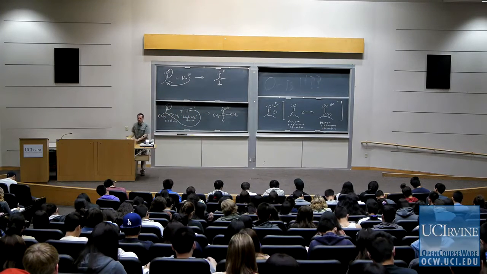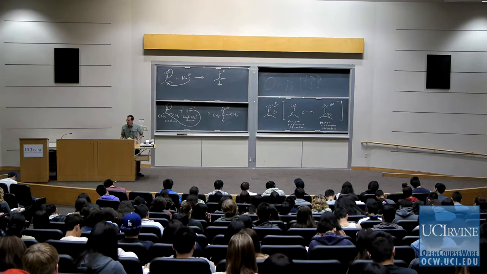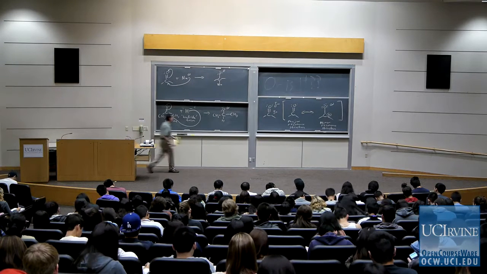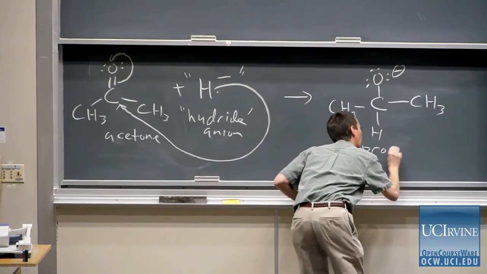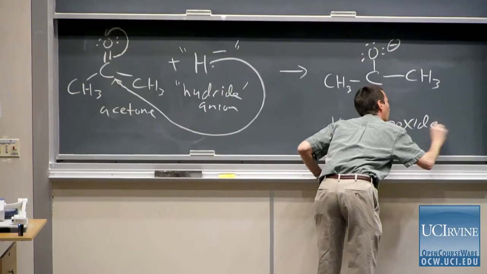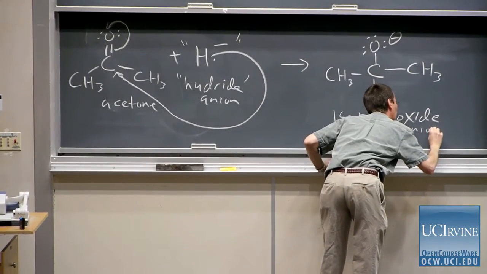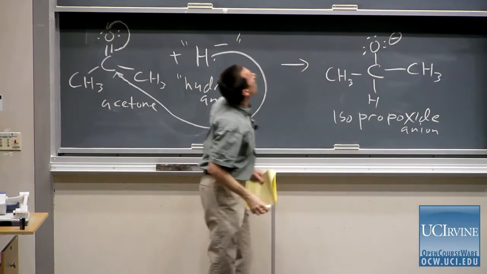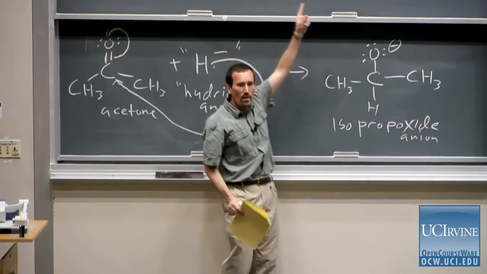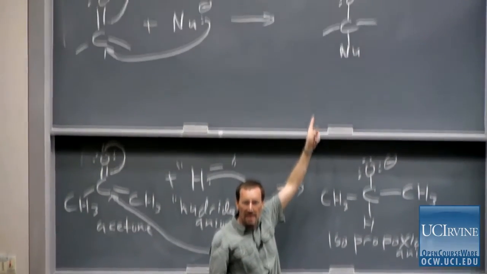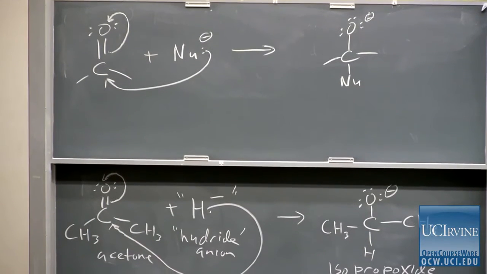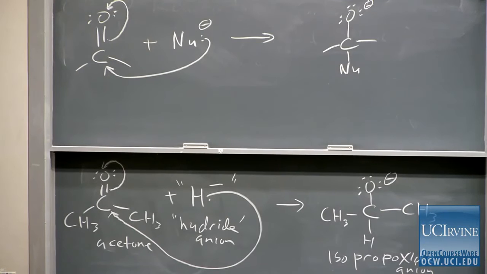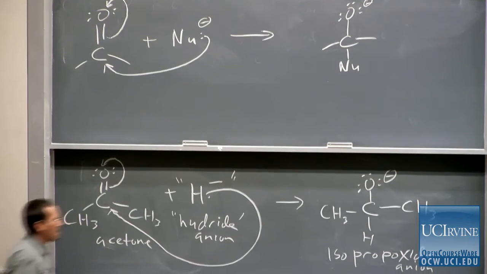It's the anion that would have been derived from isopropanol, so we call it the isopropoxide anion. And it is a member of the broader family of what we would call alkoxide anions. So if you have an anion that's derived from an alcohol, that's equivalent to removing H+ from an alcohol, you end up with an alkoxide anion.